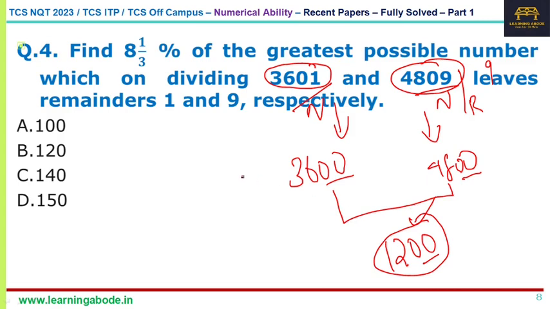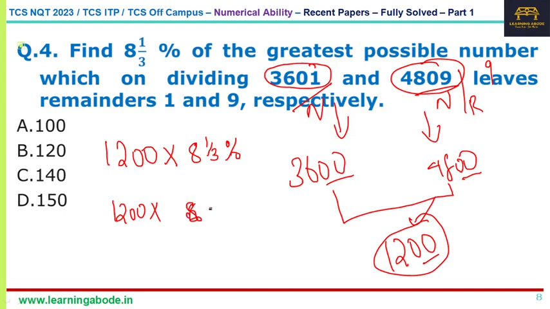Now the second part involves percentage. 1200 is fine, but they are asking for 8.33 percentage, or 8 1/3 percentage of 1200. So 1200 into 8 1/3 in terms of percentage, you have to write it as 25/3 into 1/100 because it is percentage, right? After that, if you simplify, you get 4 into 25, 100. Answer option A, 100 is the answer for this question.